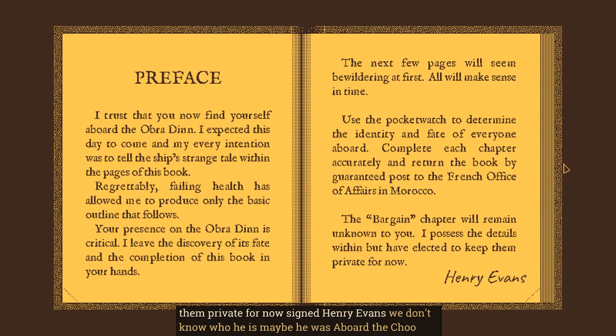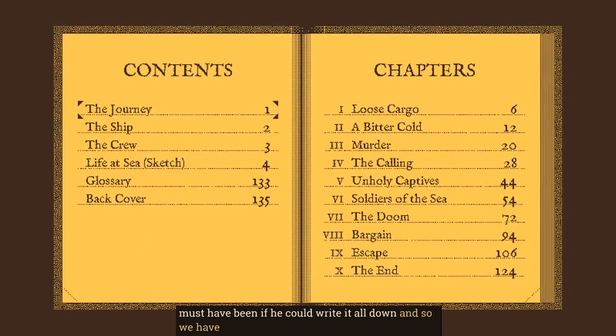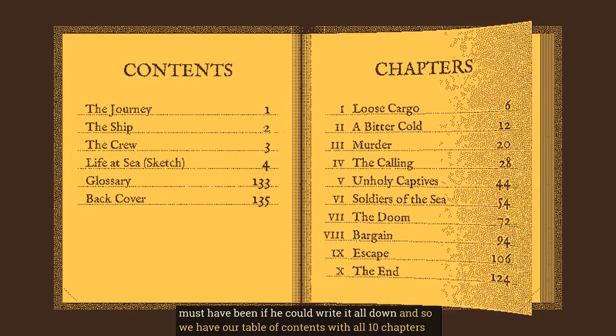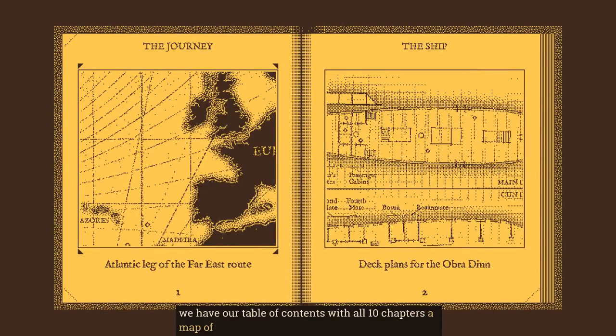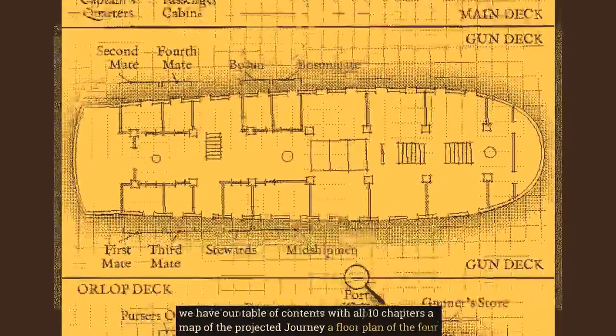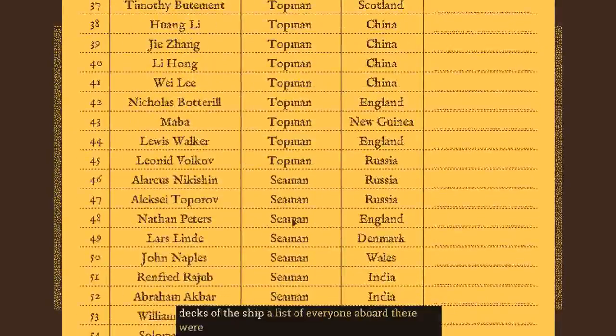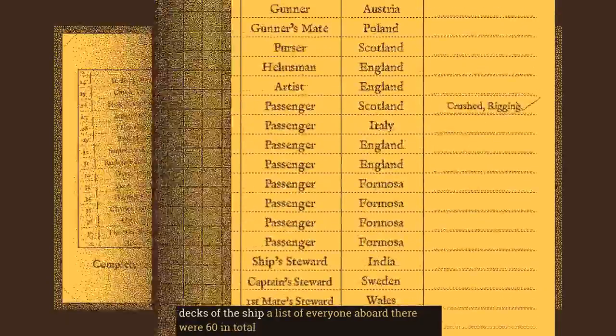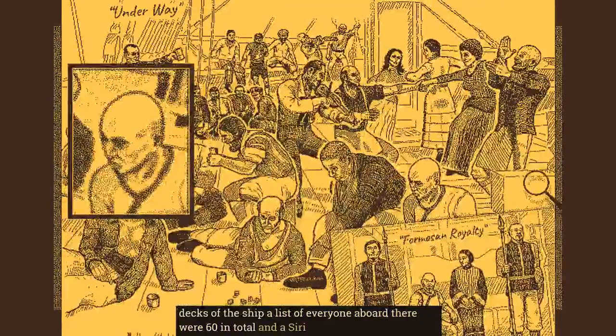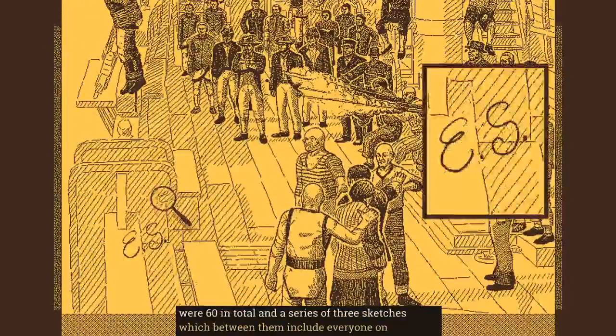Maybe he was aboard the ship. He must have been, if he could write it all down. And so we have our table of contents with all 10 chapters, a map of the projected journey, a floor plan of the 4 decks of the ship, a list of everyone aboard. There were 60 in total, and a series of 3 sketches, which between them include everyone on the crew, that we can use to identify people by their face.